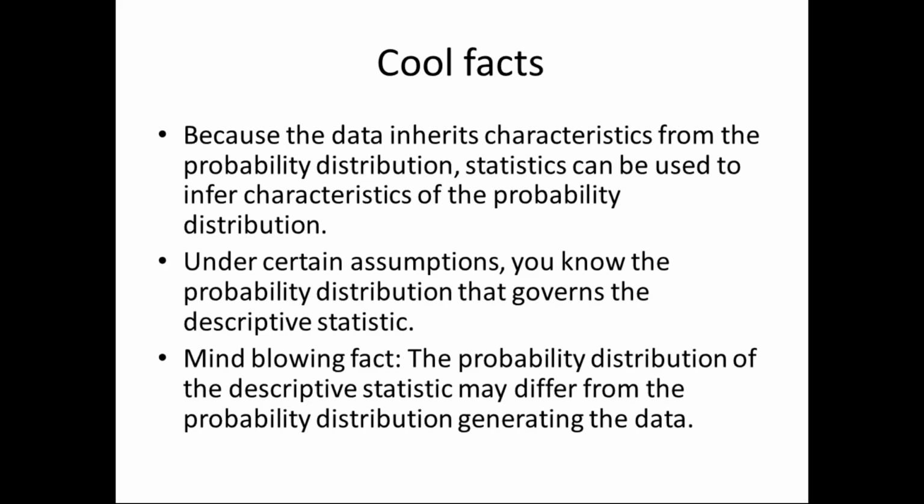Cool facts. Because the data inherits characteristics from the probability distributions, statistics can be used to infer characteristics of the probability distribution, such as where's its mean, what's its spread, how many probability distributions are in there. Under certain assumptions, you will know the probability distribution that governs your statistics that I've summarized from your data. And the mind-blowing fact is they don't match. The data, what generates your data does not have to match the distribution of your statistic. Okay, that's the concept of the central limit theorem that they poorly explained in your stats classes.